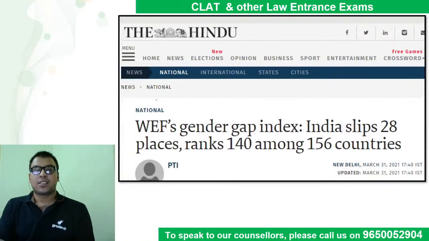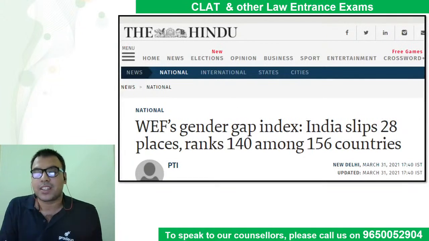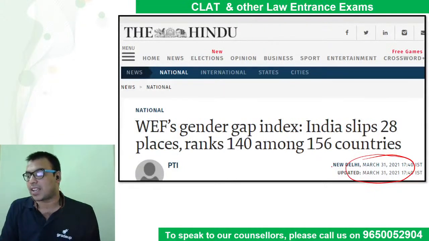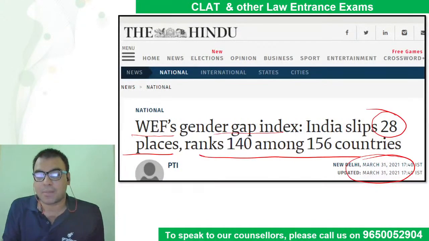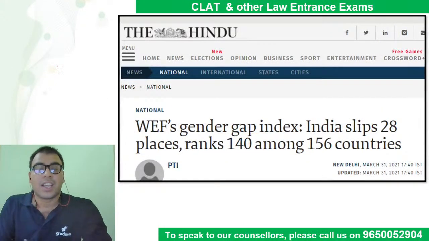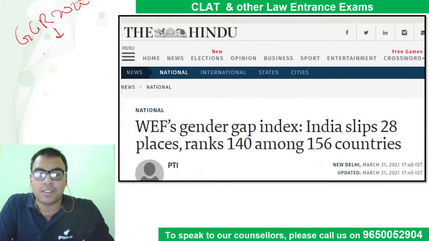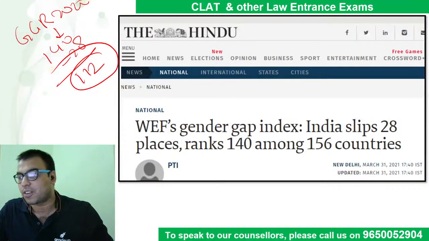Yes. Okay. So somebody said that last year India's rank was 112. Yes, he was right. This is an article from The Hindu, and it got published on 31st March 2021. It means it is a very recent report. World Economic Forum's Gender Gap Index. India slips 28 places, ranks 140 among 156 countries. It means in the previous year, in the Global Gender Gap Report 2020, India's rank was 140 minus 28, and that is 112. So India's rank was 112, and now it has become unfortunately 140.